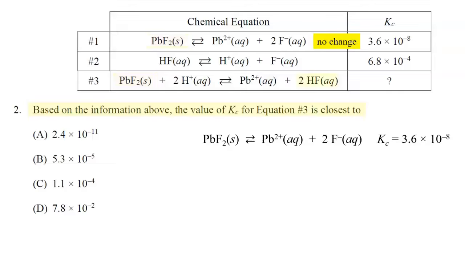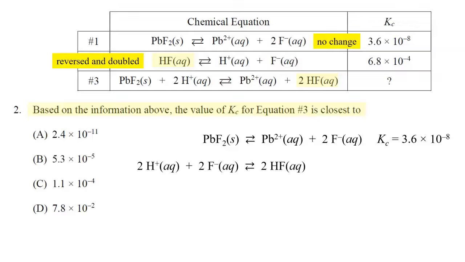But now when I look at the substance aqueous HF, which appears on the right side of equation number 3, I need 2 moles of HF to appear on the right side of the equation. And with equation number 2, there's only 1 mole of HF, and it's actually on the left side of the equation. So that tells me that equation number 2 needs to be both reversed to get the HF on the other side of the equation, and also multiplied by 2 to get a coefficient of 2. So now I'm going to write the modified version of equation number 2, which has been both reversed and doubled.